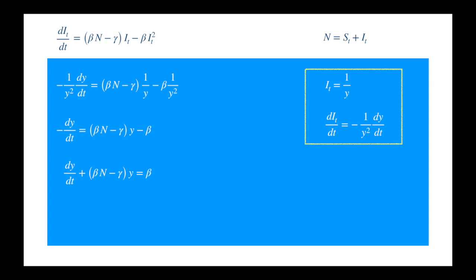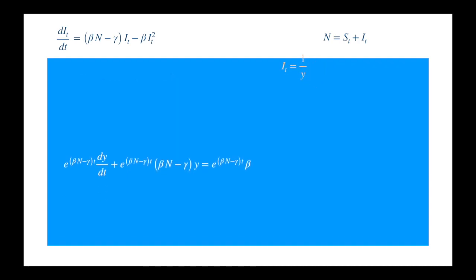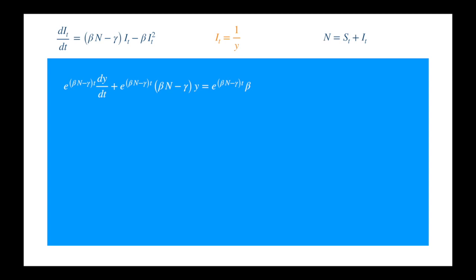The integrating factor is the exponential of the integral of the coefficient of y. So multiplying through by the integrating factor we get. Now we can write the left hand side as the derivative of the product of the two terms. And we can now integrate from 0 to t. So the derivative and integral on the left hand side cancel.